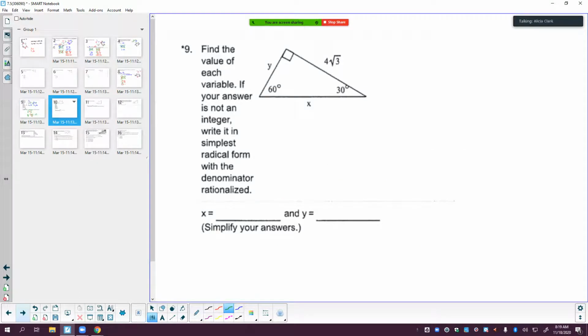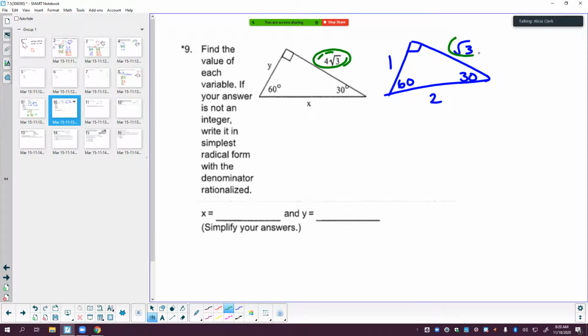Okay, so find the value of each variable. This time you're trying to find x and y. I'm going to redraw my triangle so that it looks like theirs. Here's the 90, 60, 30. Across from 30 is 1, across from the 90 is 2, across from 60 is square root of 3.